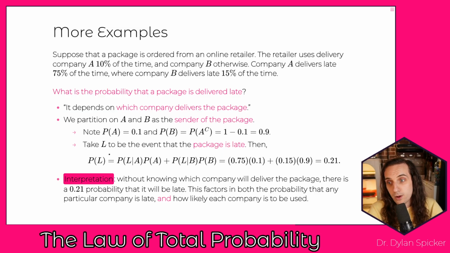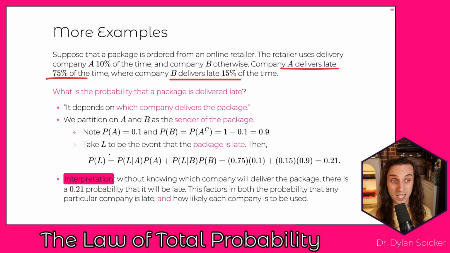So if we look at it, that 21% is a lot closer to the 15% than it is to the 75%, right? So it's a lot closer to the probability that B is late compared to the probability of A being late. And why is that? Well, A only sends 10% of all packages. B is sending 90% of all packages. And so without knowing anything, there's a 90% chance that B is going to be sending you your package, and that would be late only 15% of the time. Okay. On the other hand, A is going to be sending the package only 10% of the time, right? So it's not very often, but when they do, there's a really high chance that it's going to be late. And so that's going to be pulling that average up.